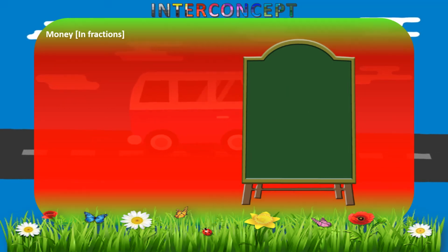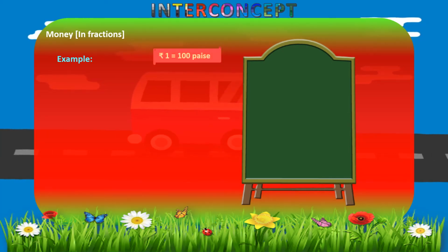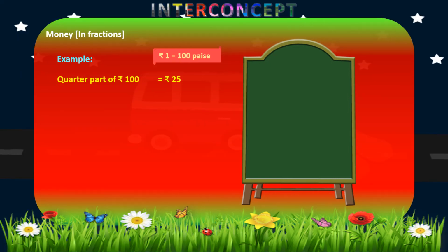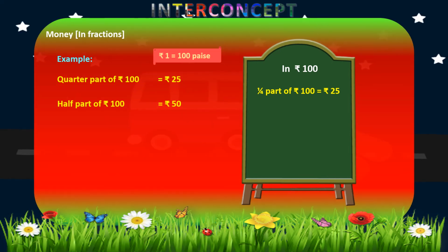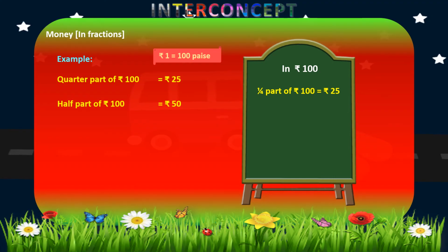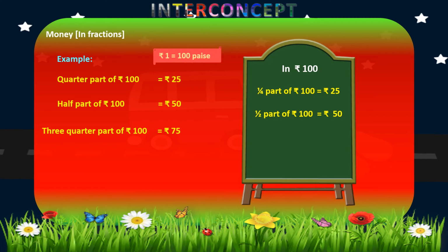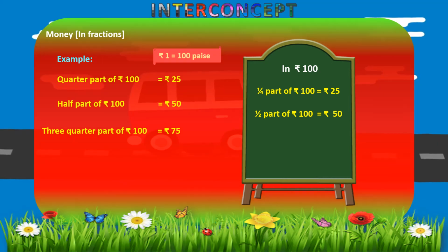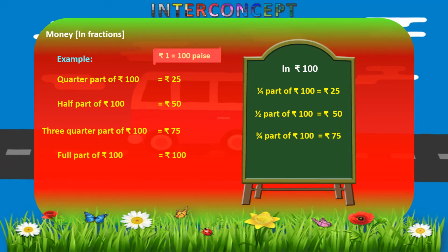Few example to money in fractions. Here we use rupees 100. Quarter part of rupees 100 is rupees 25. And half part of rupees 100 is rupees 50. Then 3/4 part of rupees 100 is rupees 75. And full part of rupees 100 is rupees 100.